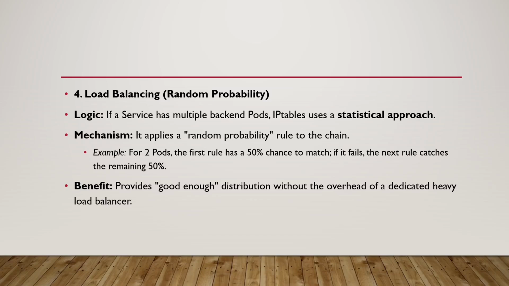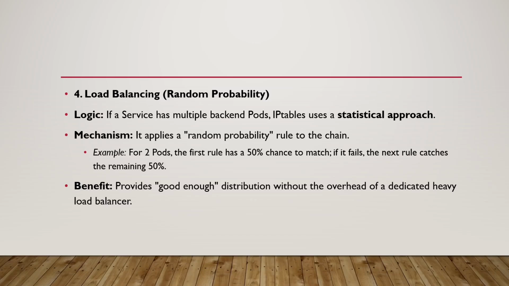The logic of load balancing is, if a service has multiple backend pods. Okay, so in Kubernetes it's also possible. Any service can have multiple backend nodes. So how does it work? It basically uses multiple backend pods. It can have multiple pods.